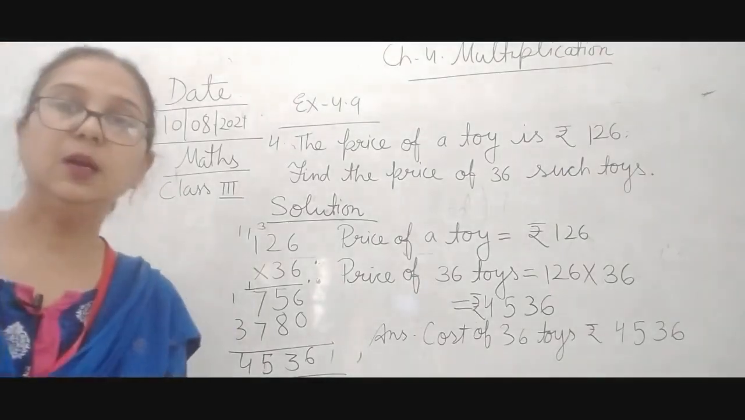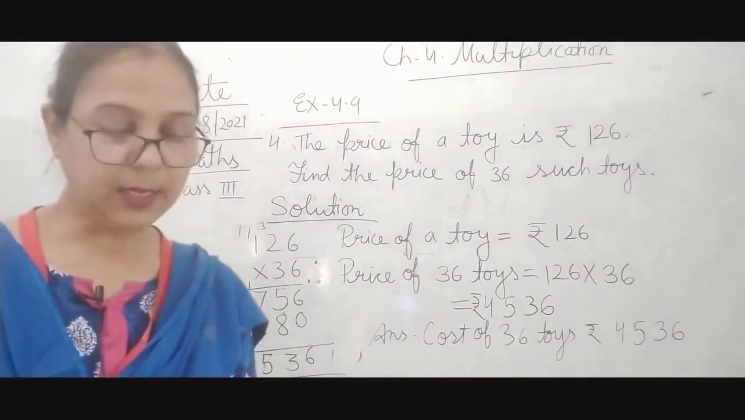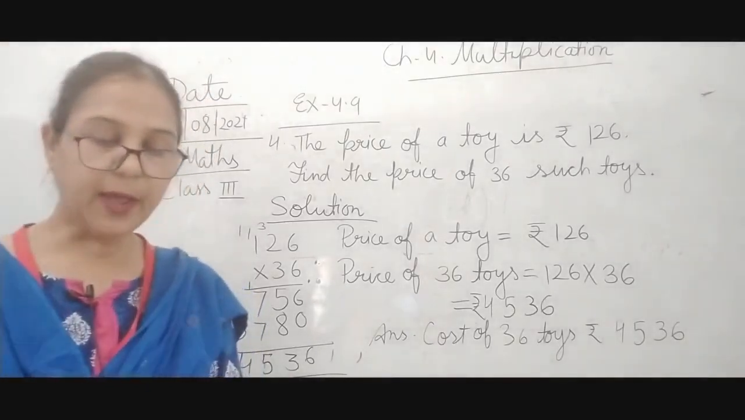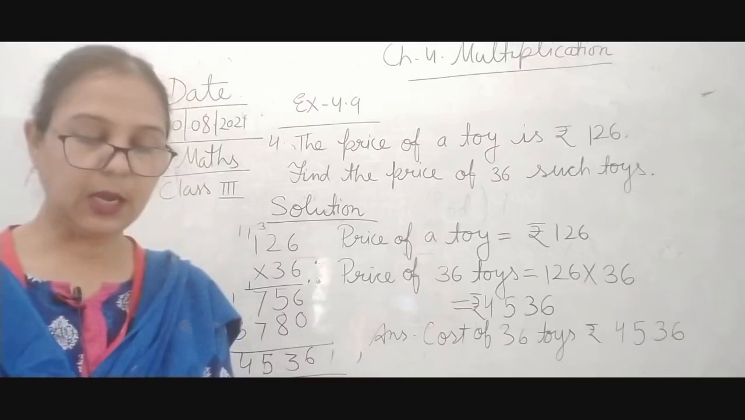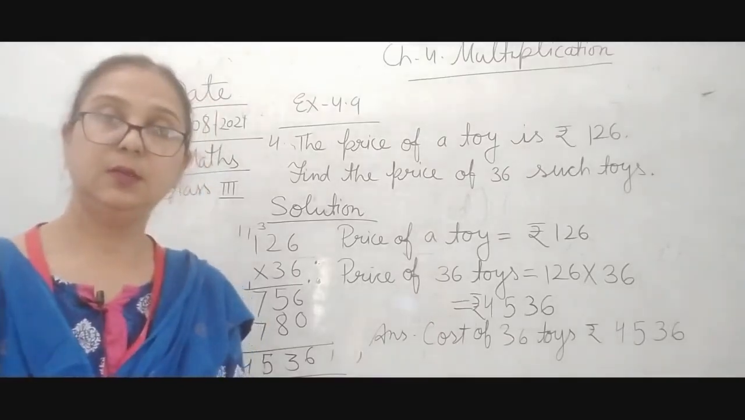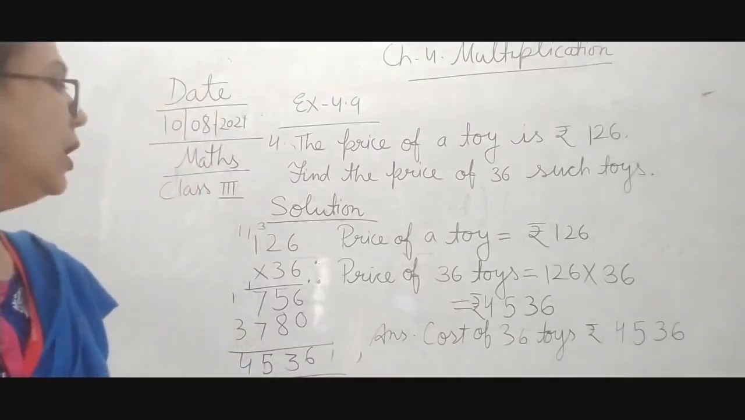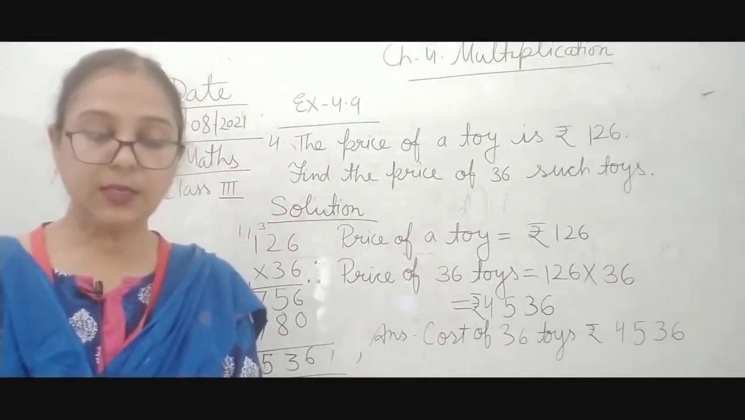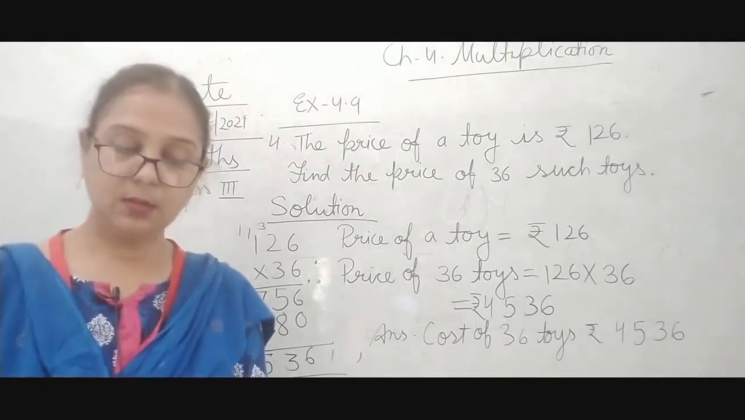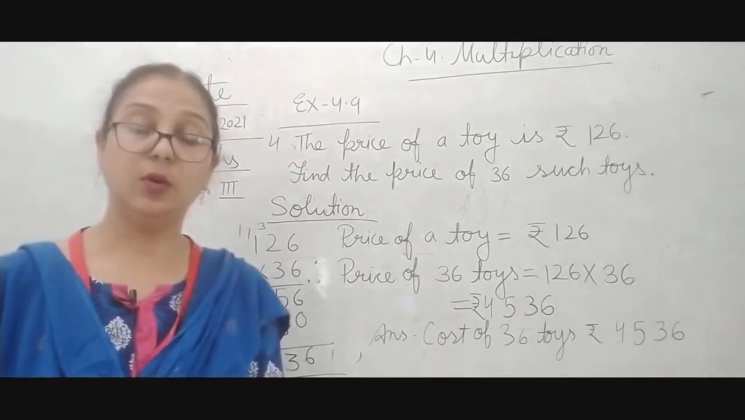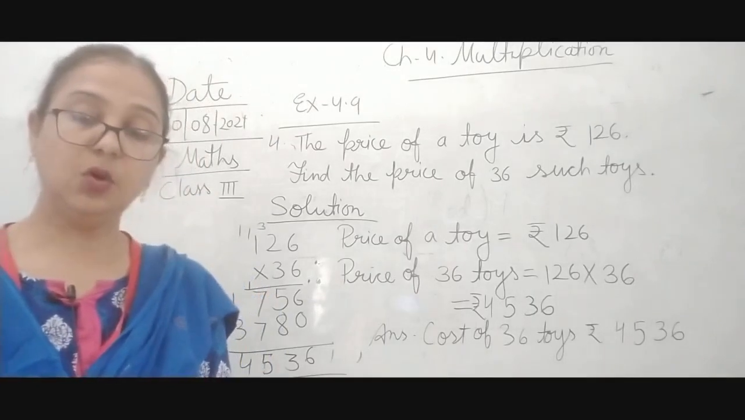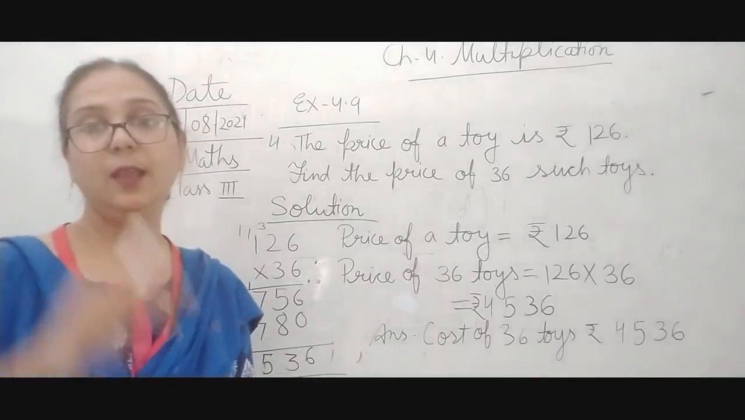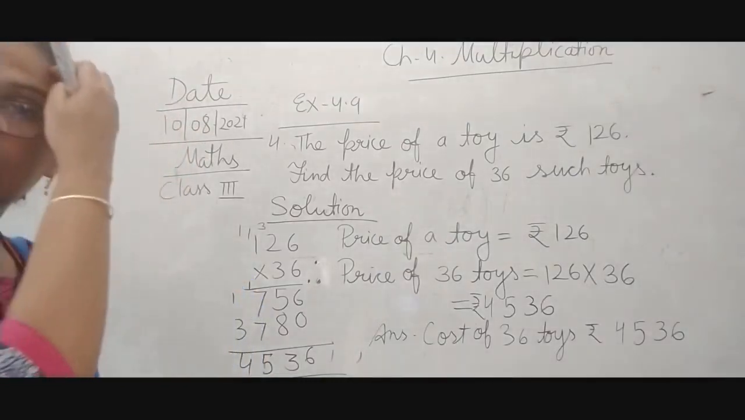Now we are moving to question number 5: a box contains 48 chalk sticks. Find the number of chalk sticks in 54 boxes. Okay, children. So first, a box contains how much? 48 chalks. So we have to find the chalks inside 54 boxes. Okay, so let's complete this question.